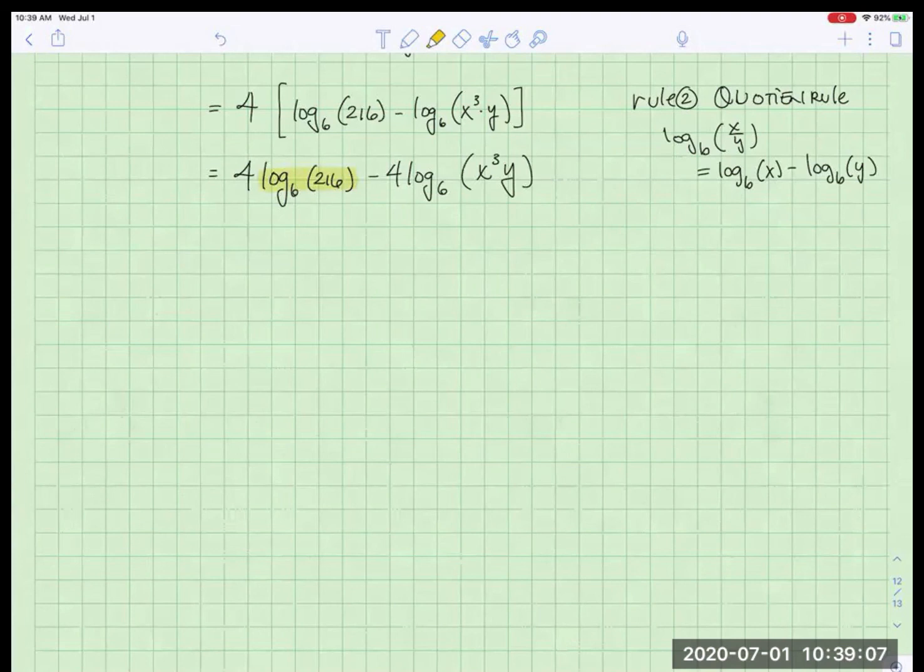216 is a power of 6. Did you guys know that 216 is 6 cubed? So this is 4 log base 6 of 6 cubed, and this is minus 4 log base 6. I'm going to rewrite this as x cubed times y. So we can simplify this a little bit. This is 4 times log base 6 of 6 to the third power, which is just 3. That was a cancellation law.